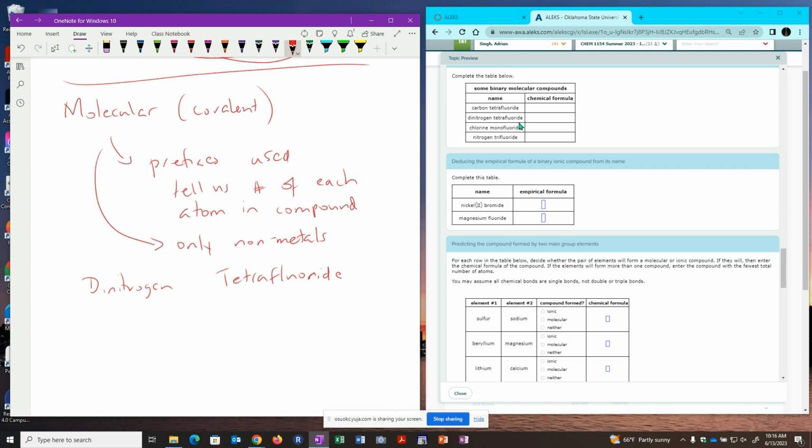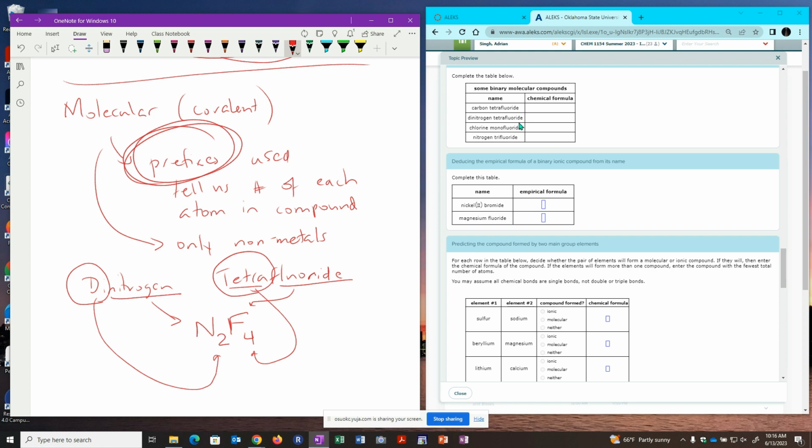So the first thing here is we have dinitrogen, nitrogen, that's N, and then tetrafluoride. Fluoride comes from fluorine, which is F. So those are the two elements involved. The di here tells us that we have two nitrogens, so N2, and then the tetra tells us that we have four fluorines. So N2F4. It is that simple for your covalent or your molecular compounds. You need to know, however, your prefixes.